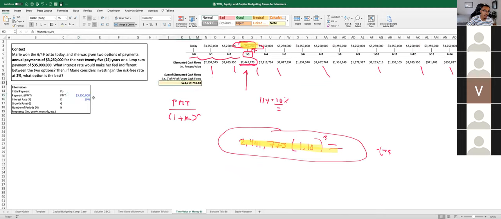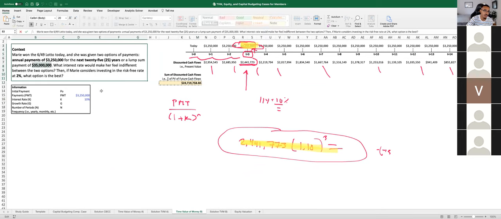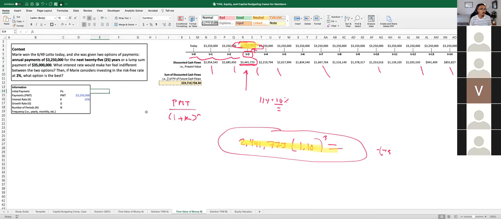So that said, we notice here that our present value at a rate of 10% is smaller than our initial payment that we could receive today instead. So if the interest rate was 10%, would you rather receive money today, or would you rather receive these future cash flows for like 25 years? What would you rather do? If your present value is $24,719,000, but you could also receive $35 million today, which one of the two options would you rather? Everybody write in the chat, please.